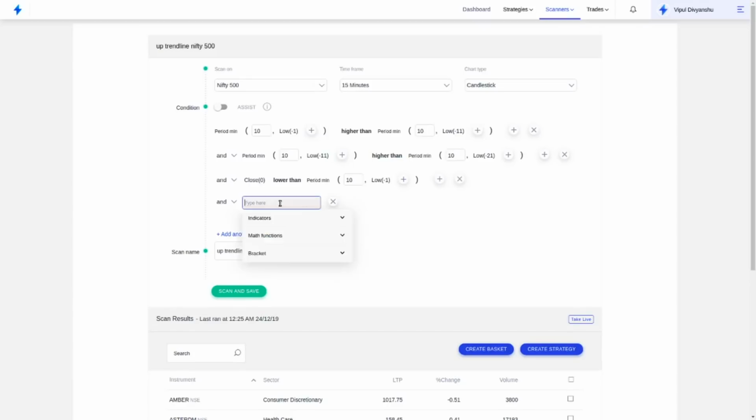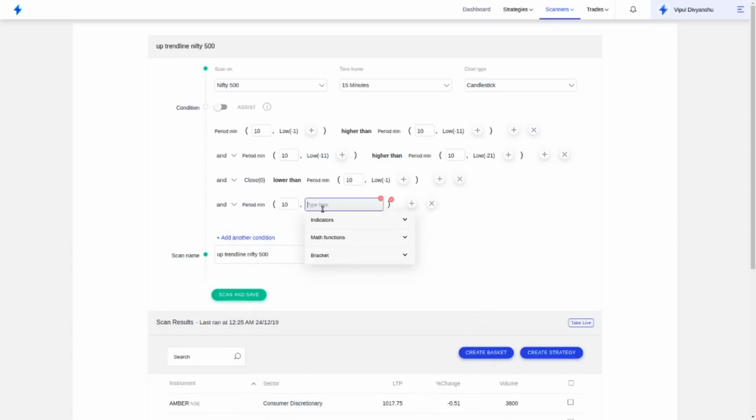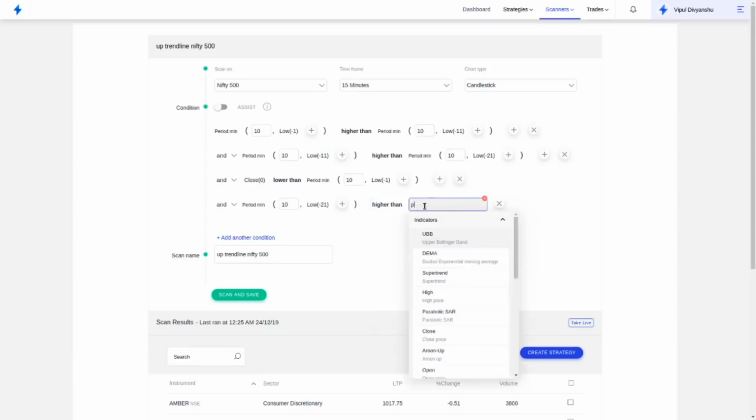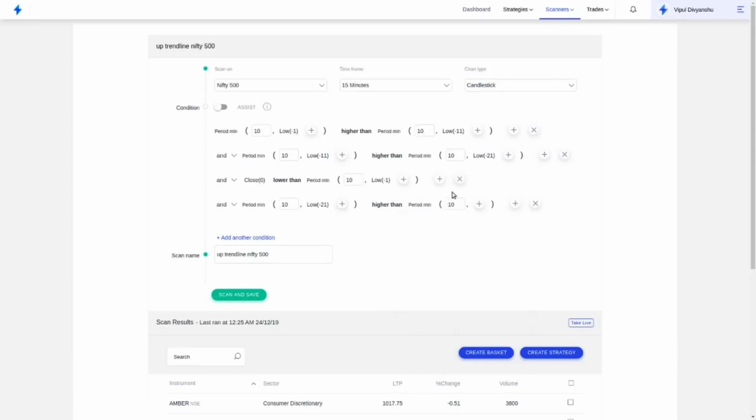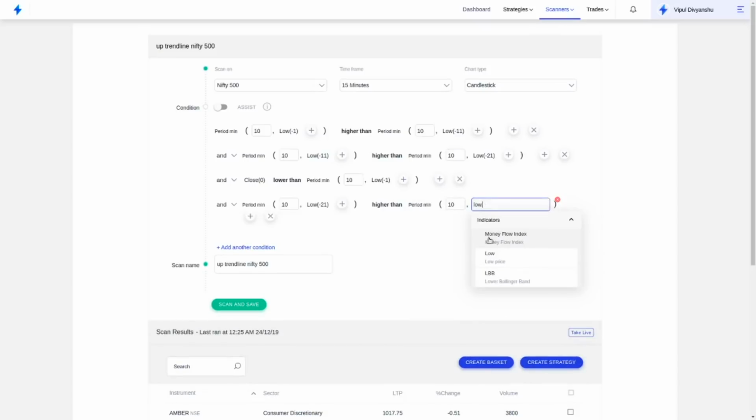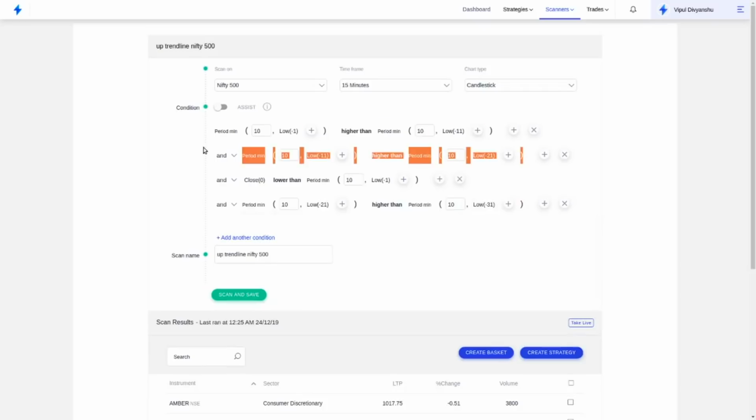But you can simply go ahead and add another period min, where you can say that the low of minus 21, so that the previous 21 candles is higher than, then we can say period min again, and is lower than minus 31. So now here it will scan for a long trend.